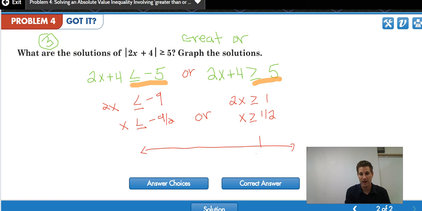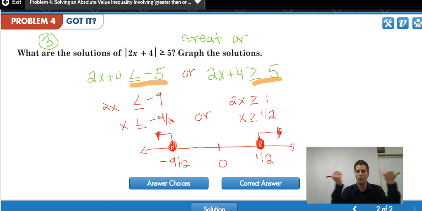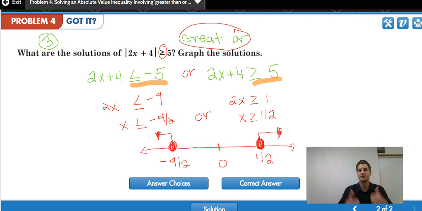And we get 1/2 over here. 0 is somewhere around here. And we get negative 9/2 over here. Both are greater than or equal to, or sorry, have the equal bar, so we're going to include them. It's OR, so I know I'm going to graph outward. Okay? OR. So this is a greater OR. Again, this symbol, greater OR, means we're going to graph outward and create an OR equation.